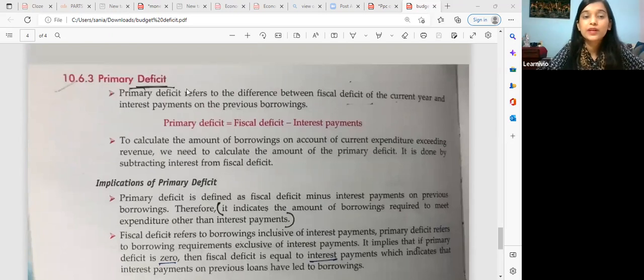Primary deficit. Primary deficit is basically the difference between fiscal deficit and the interest payment. Okay, so you can write it down. Primary deficit. We will be doing three things: first, the definition, then the implications, and then the suggestive measures. So you can write the definition. Primary deficit is the difference between fiscal deficit and the interest payment.